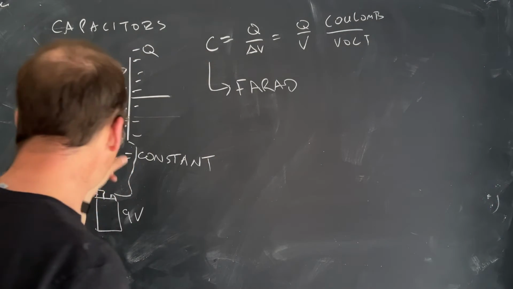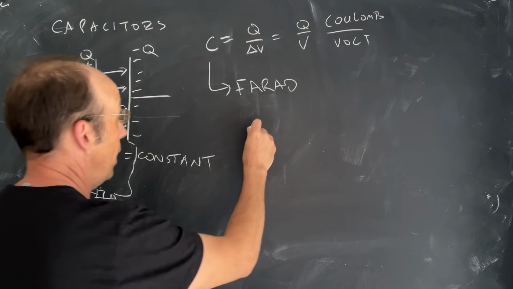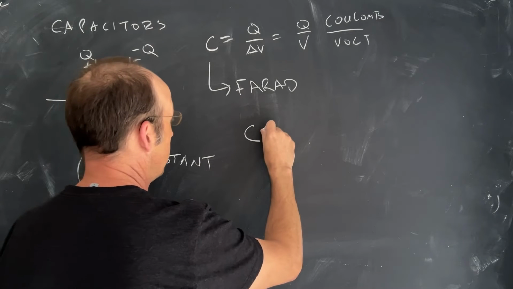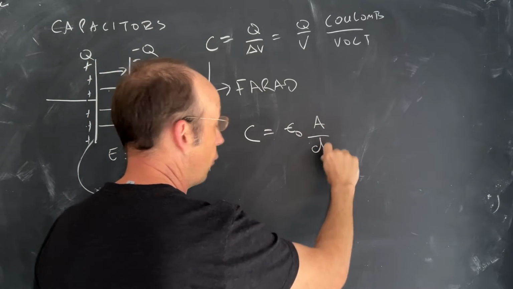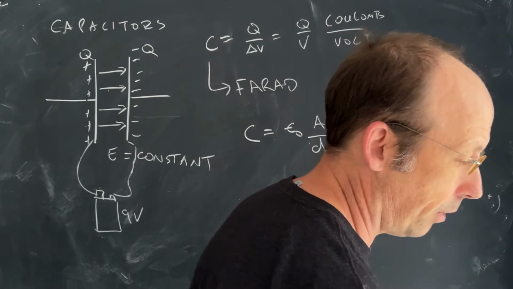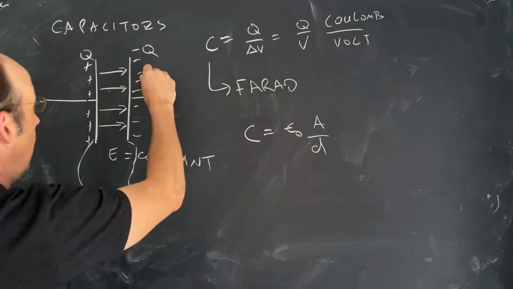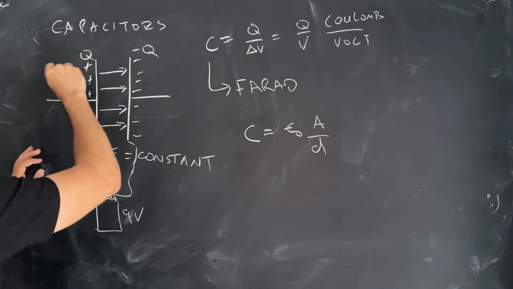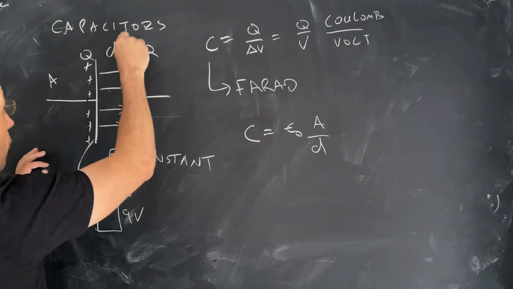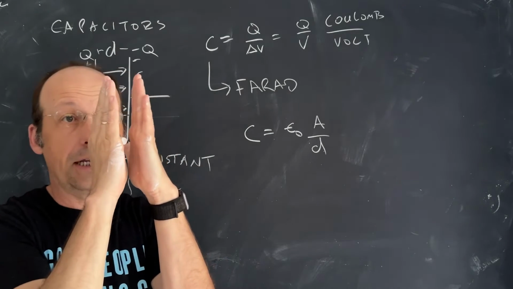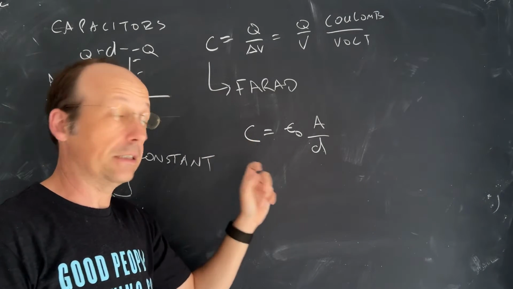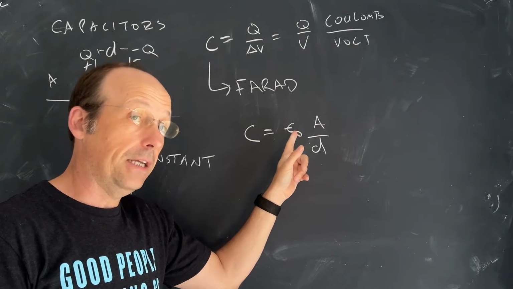And if I have a parallel plate capacitor, we can actually calculate the capacitance as epsilon naught A over D. So A is the area of one of these plates. D is the separation of plates. So you can see as you get plates closer and closer together, you increase the capacitance. Epsilon naught is a constant.